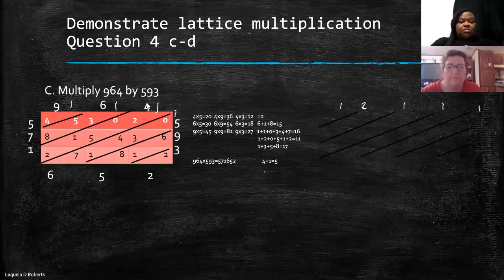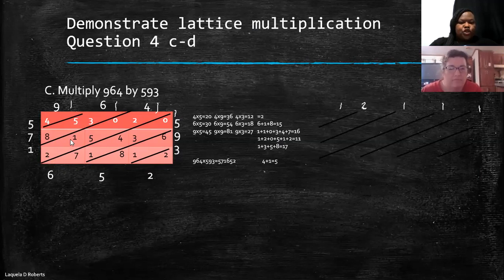And then you go 4 times 3 is 12, as you can see. 6 times 3 is 18, right here. 9 times 3 is 27. So then you bring your 2 down. And then you have 6 plus 1 plus 8, which gives you 15. And then you have 1 plus 1 plus 0 plus 3 plus 4 plus 7, which gives you 16.